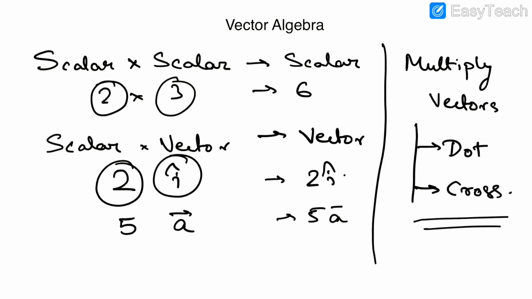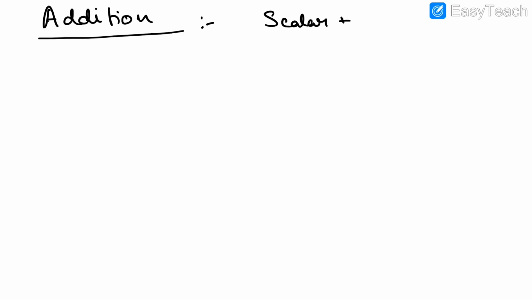So we'll go ahead and learn these things. First of all, we'll start with the very basic operation of addition. Correct? So addition: a scalar added with a scalar, what is it? 2 plus 4, 6, is a scalar quantity.